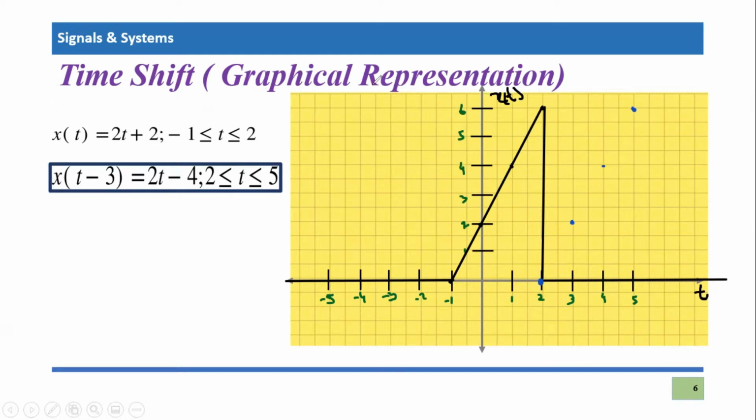So if I'm going to connect these points, you can see that this is going to be the signal. And similarly, before 2, this signal is 0. So I'm going to plot this signal like this, okay? And similarly, after 5, there is no value in this signal. So this signal will look like this.